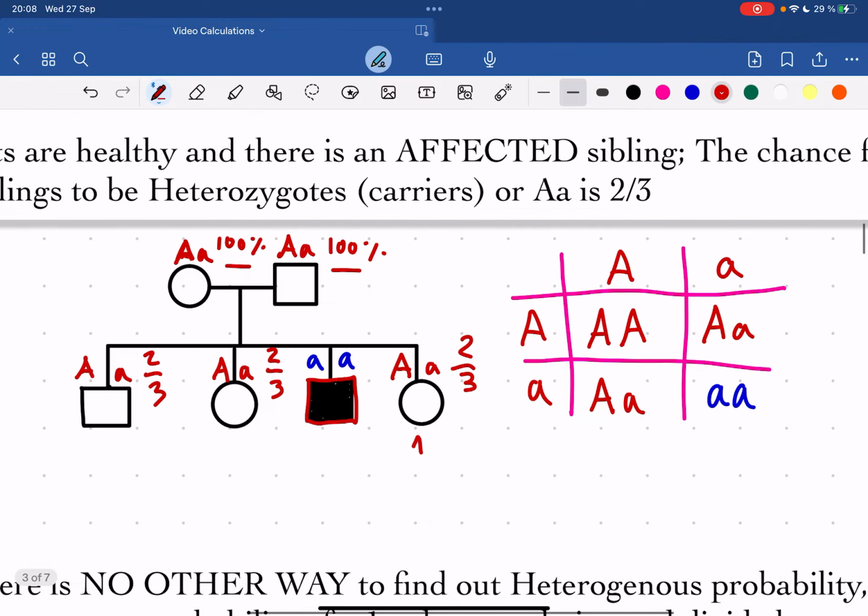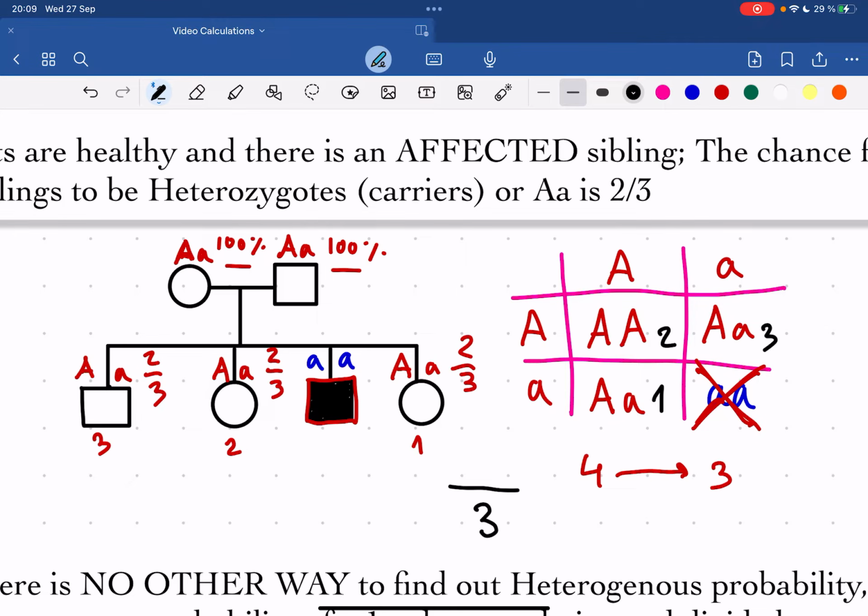What do we know about these 3 siblings? Can we say something about them? Well, of course we can, because they're not colored in. So we know for sure they can't be affected. They can't be this option because they're not sick. If they were this option, they would be colored in, just like this. So now, instead of having 4 options, we now have 3 options. 1 here, 1 here, and 1 here. So the denominator would be 3, right?